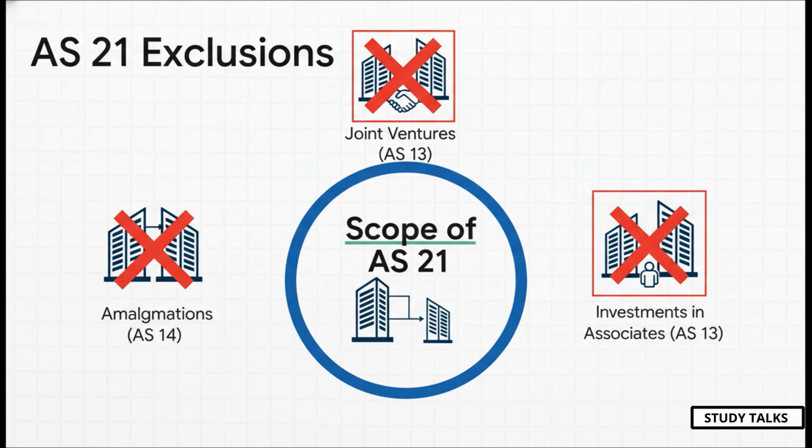And finally, it is so important to know the boundaries here. AS21 is only for parent-subsidiary relationships where there's control. It has nothing to do with amalgamations. That's a whole different world covered by AS14. And it doesn't apply to associates or joint ventures where you just have influence, not control. That's AS13. Knowing what not to do is just as important.